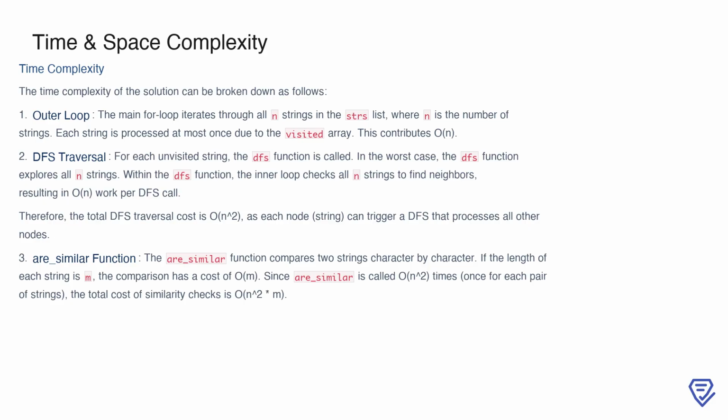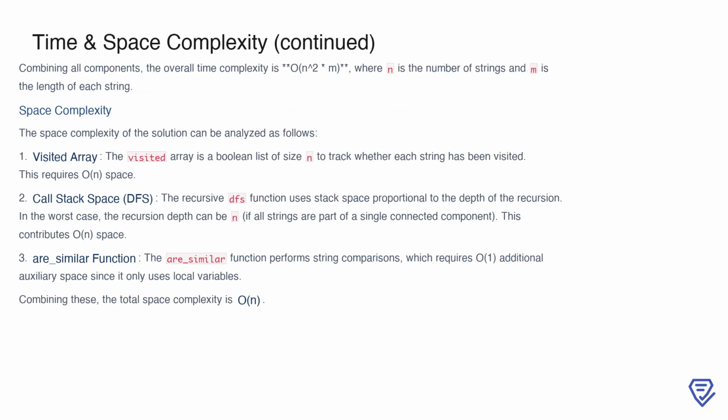Lastly, the r_similar function compares two strings character by character. If each string has a length of m, this comparison takes O(m) time. Since r_similar is invoked O(n²) times, once for every pair of strings, its total cost is O(n² m). Combining these components, the dominant factor is the O(n² m) cost of similarity checks. When we combine all the components, the overall time complexity of the solution becomes O(n² m), where n is the number of strings, and m is the length of each string.